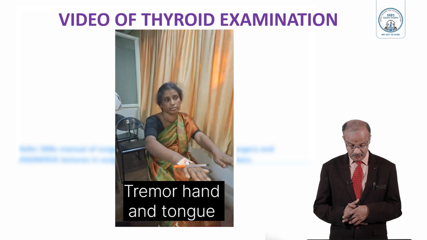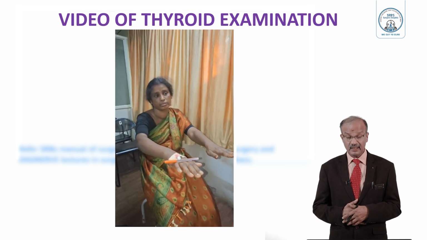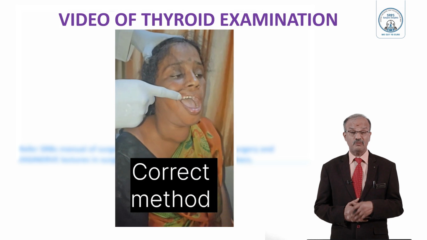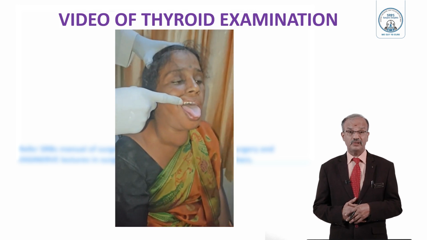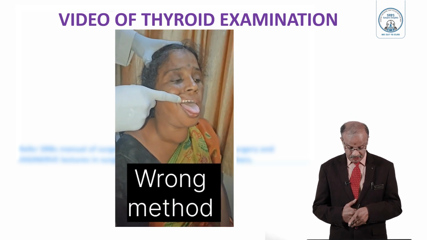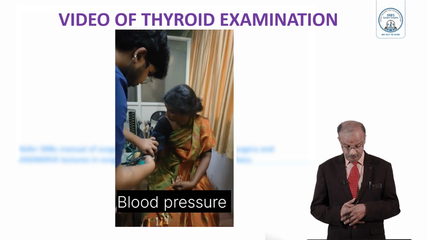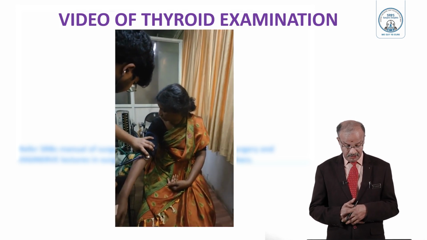Looking for eye signs is also important. Tremor, hand and tongue. The tongue should be inside, not outside, not like this. Some books I mentioned wrongly because you won't be able to see the fasciculation. Wrong method, see, wrong method. The right method is always tongue within. So blood pressure, important.